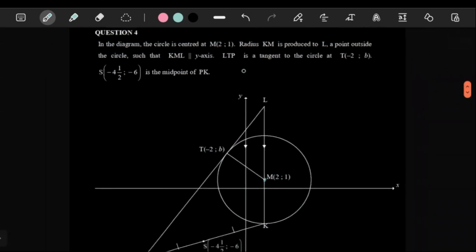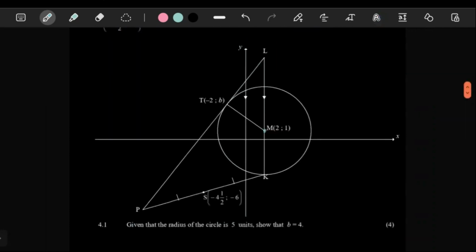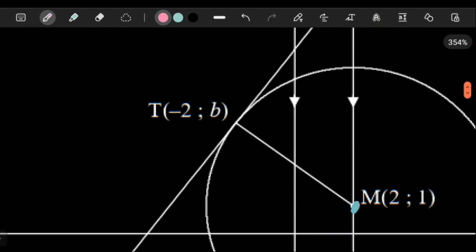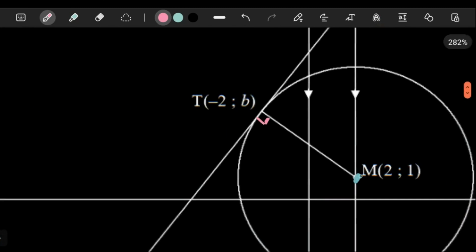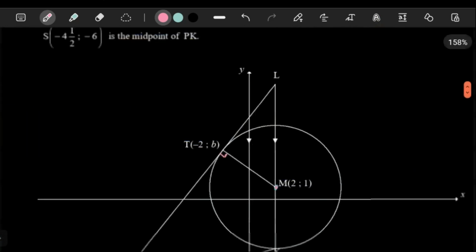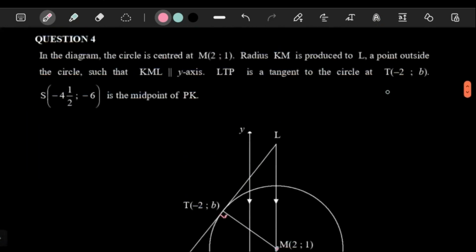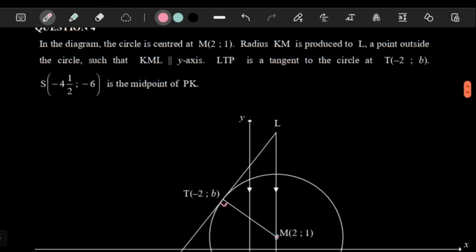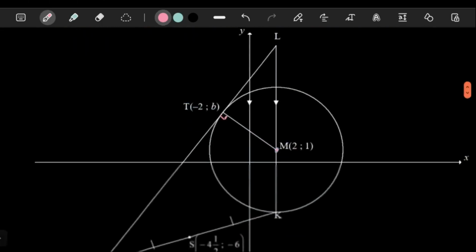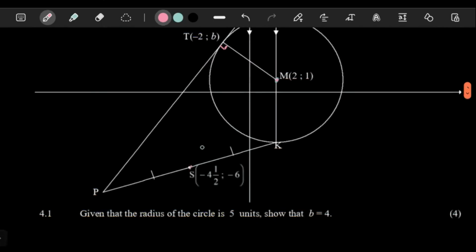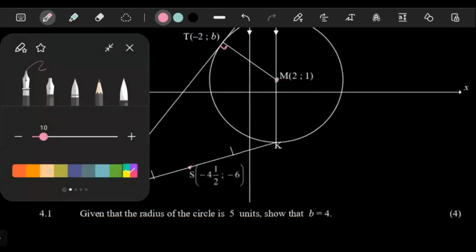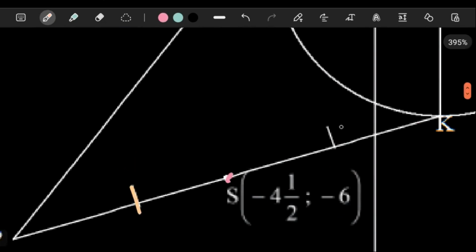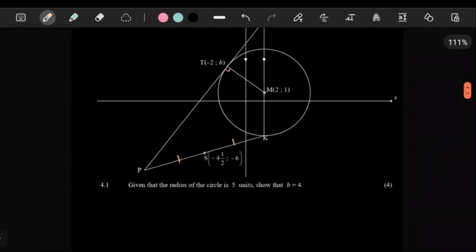And then it says here, LTP, LT and P is a tangent to the circle. Automatically, we know that if this is a tangent to the circle, then this line has to be a 90-degree angle, because a line coming from the center of a circle will always bisect a tangent at an angle of 90 degrees. And then it says T is this coordinate given, -2, coordinate B, and then you have S also. Where's S? Just this point over here. So obviously them telling us that these are equal is very important. It's going to come in handy. But let's see what we can do.